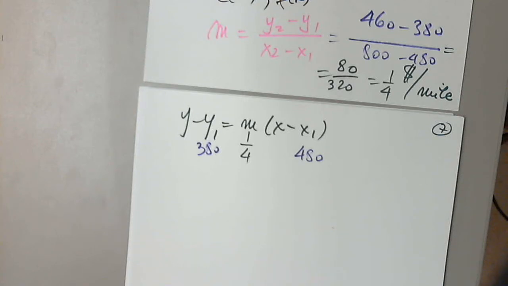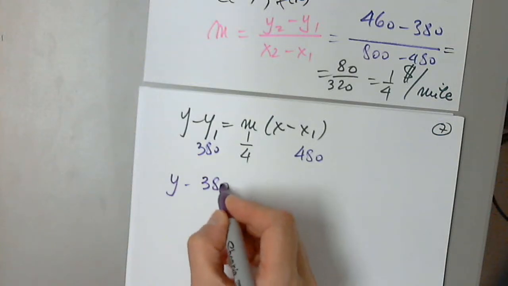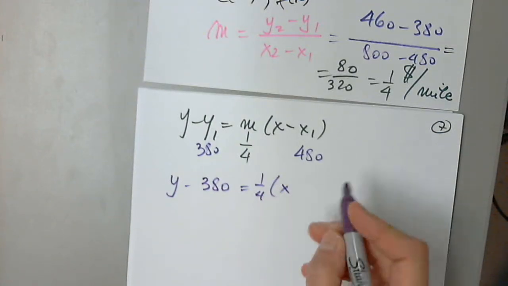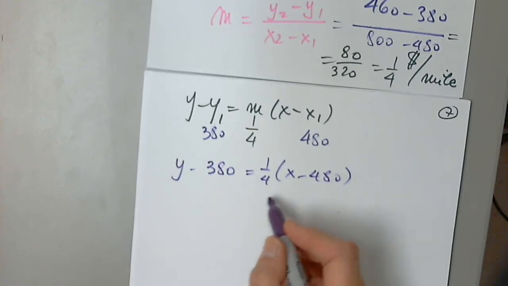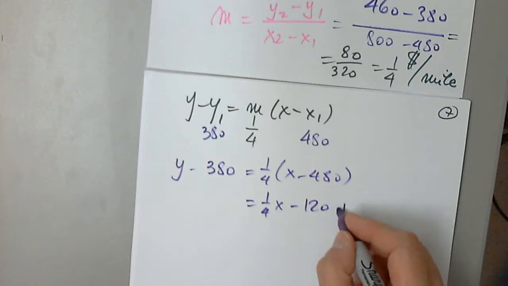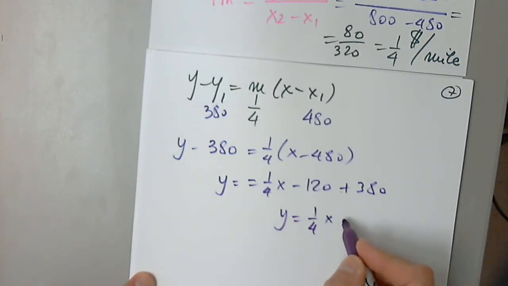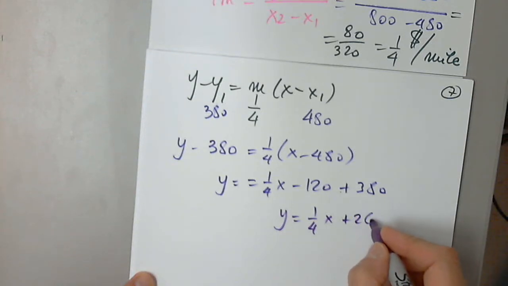Instead of writing parentheses and nested parentheses, you may say, oh, this is not what I want to do, that's fine. But I write it underneath and then write it again, so I don't have to use a lot of parentheses. Sometimes these are negative and so on. So y minus 380 equals 1/4 times (x minus 480). Of course, I'll distribute: 1/4 x minus 120 and plus 380, and that is the equation. 1/4 x plus 260.